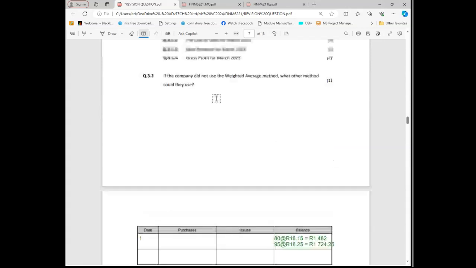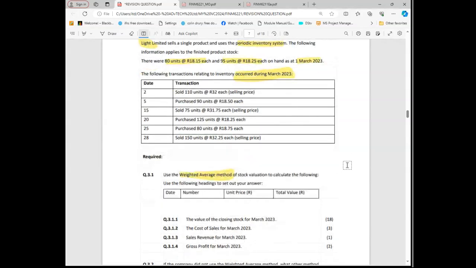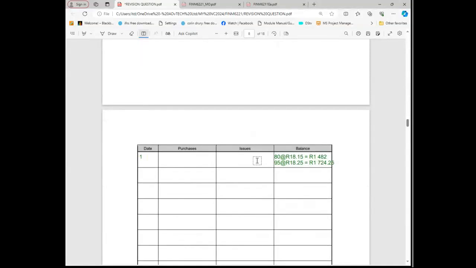Now let's check the balance. What happened? We have got transactions now. On the second, we sold 110 units at 32. But because we're using the weighted average method, when we have this, immediately we must come up with the new balance.